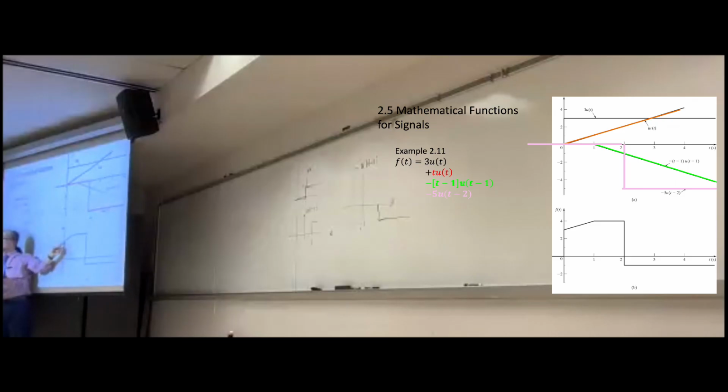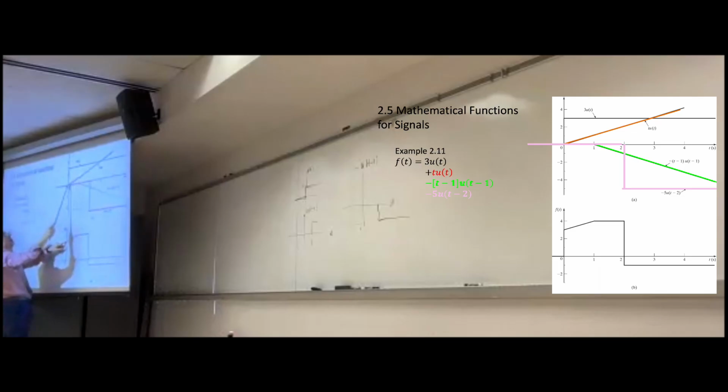Now we have 3. That's the starting point. After that starting point, this 3u of t is not going to impact the rest of the graphs. So 3u of t brings this signal up by 3. From 0 to 1, we don't have to worry about it, it's the starting point.